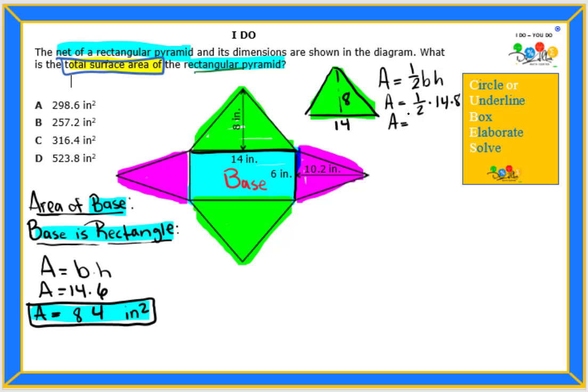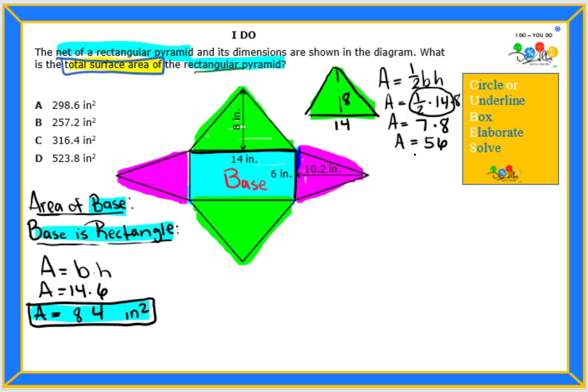So I can do 14 times 8 and then take half, or I can take half of 14, just in order from left to right. So half of 14 is 7, and then 7 times 8 is 56. Do we see what we did this time? We took half of 14 to get 7, and then we multiply that by 8, we get 56.